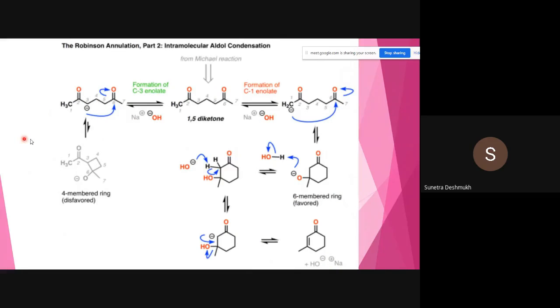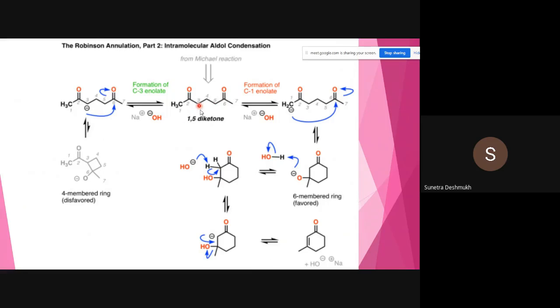So here is the 1,5 diketone. I am saying 1,5, but the numbering is different. From the first position, which goes to the methyl group: first, second, third, fourth, fifth, sixth, seventh. We have a total of 7 carbon atoms and 2 carbonyl groups, and we want to synthesize the cyclohexanone ring system or cyclohexenone ring system, either is okay. So, intramolecular aldol condensation.